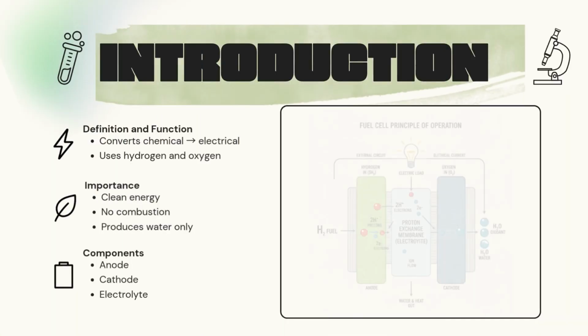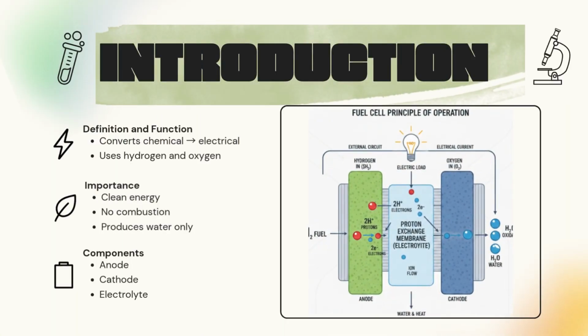Now, let's go to the introduction. A fuel cell is basically a clean energy device that turns chemical energy straight into electrical energy. It does not use fire or combustion like normal engines. Inputs of fuel cells are simple. Hydrogen goes into the anode and oxygen goes into the cathode. These two react in a controlled, clean way to produce an electric current that can power a device.